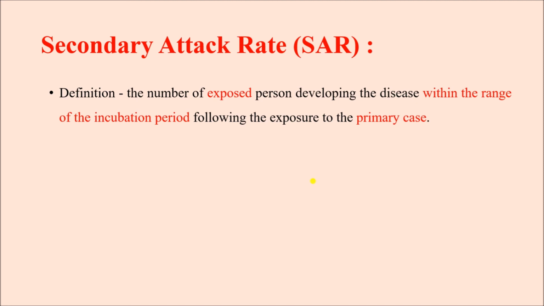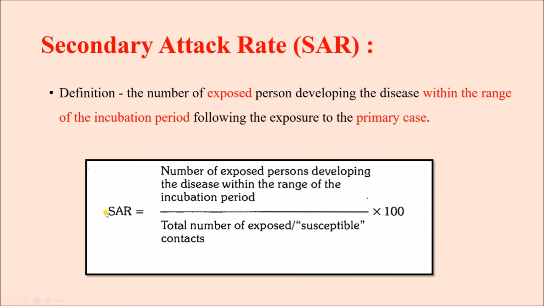So the source of infection in secondary cases is the primary case, or primary cases if there is more than one primary case. Okay, so this is the formula. In the numerator, we have the number of exposed persons developing the disease within the range of incubation period. So these are the people who develop the disease following exposure to the primary case, divided by the total number of exposed or susceptible contacts.